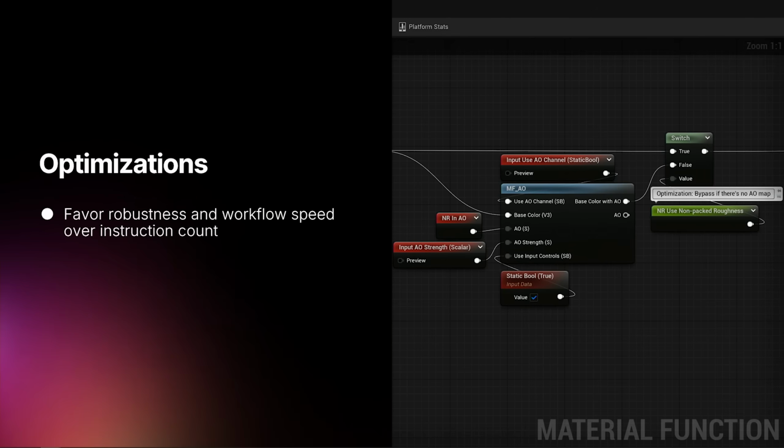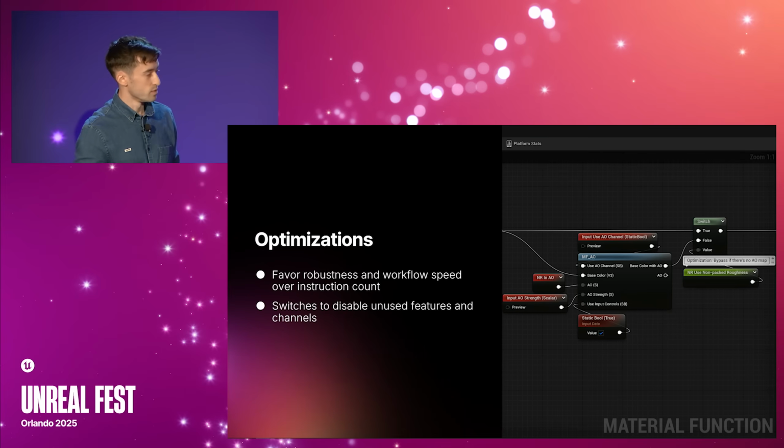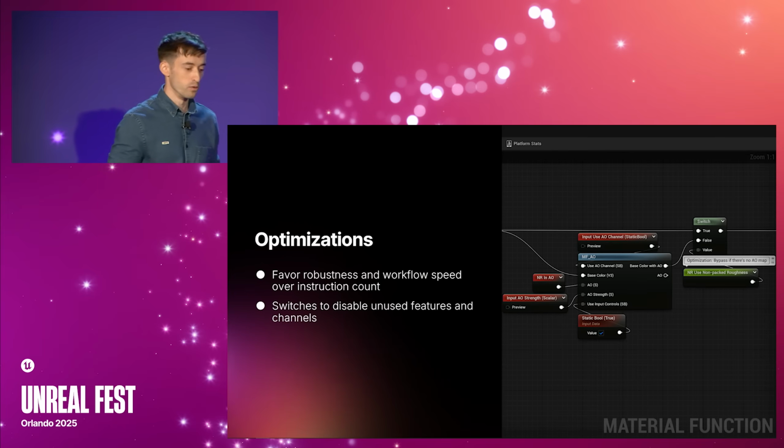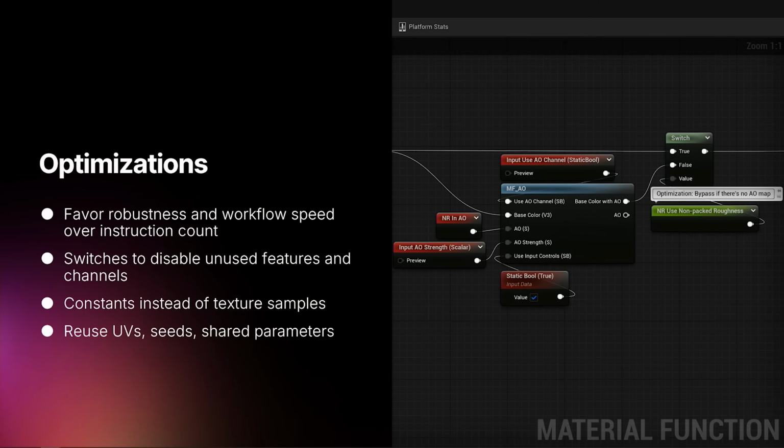Okay, this is for optimizations. Of course, we do favor robustness and workflow speed over instruction count. However, we do have a lot of different switches. If you're not going to use a specific feature, that feature is going to be off by default, and if you want it, you can enable it. And if you realize, hey, I'm not actually using AO, I'm not using metallic, for instance, you can simply disable that entire channel and there will be no instructions added to it. Also use constants instead of texture samples, because quite often you do not need to load in a roughness map that is a 50% gray. Just use a constant instead.